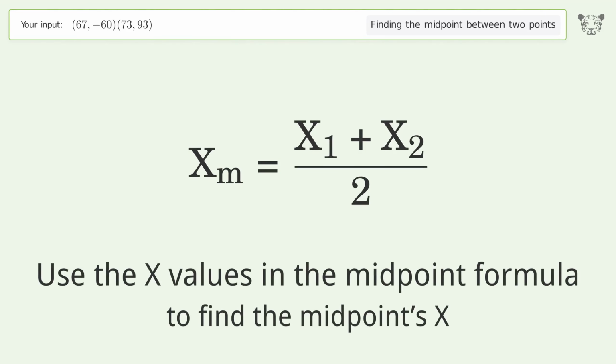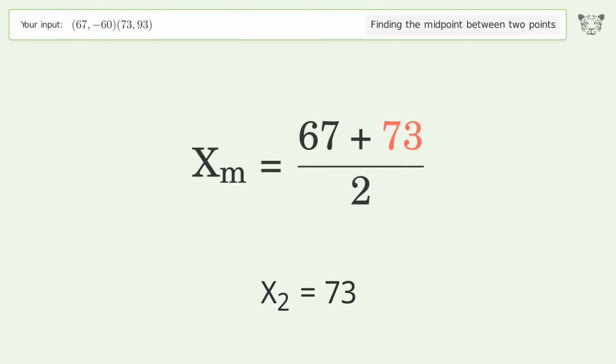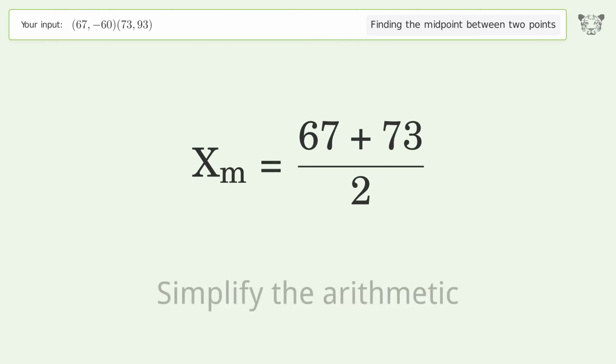Use the x values in the midpoint formula to find the midpoint's x. x1 equals 67. x2 equals 73. Simplify the arithmetic.